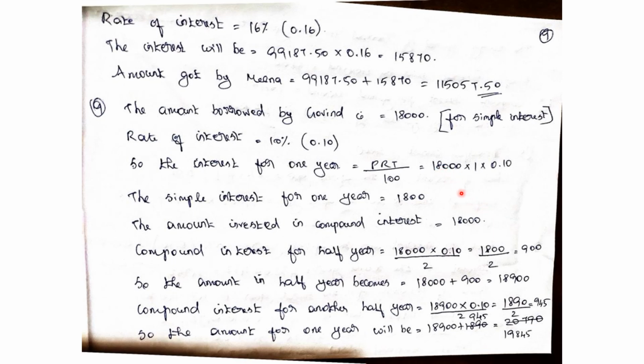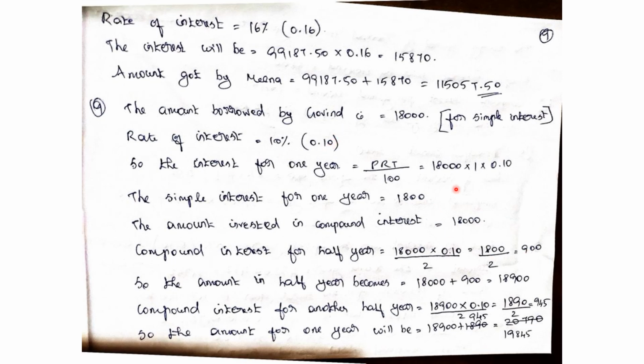So for simple interest, the rate of interest is 10%, that is 0.10. The simple interest for 1 year, the formula is PRT by 100. Principal amount, rate of interest, into T, time period. Here the rate of interest we already converted like 0.10. So 18,000 into 0.10 into time period 1 year. So the simple interest for 1 year is 1,800.